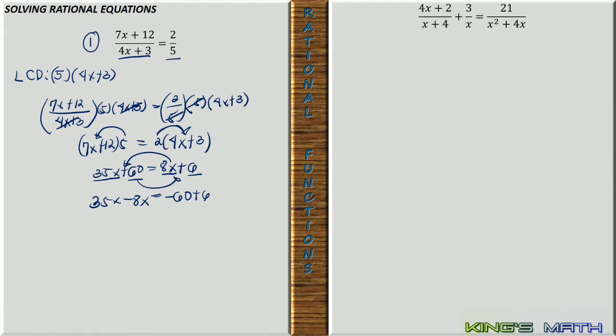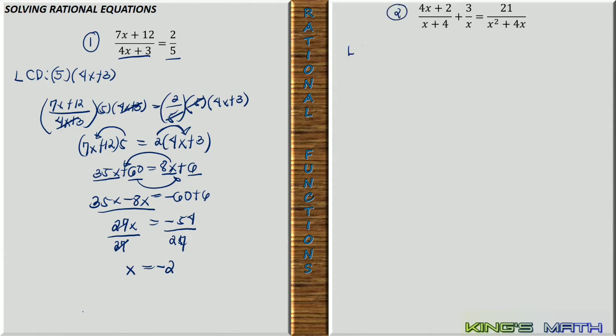Then simplifying it further, 35x minus 8x is 27x, equals negative 60 plus 6, which is negative 54. We're going to divide both sides by 27 to solve for x. 27x divided by 27, and then negative 54 divided by 27. We cancel this one, and our final answer will be x equals negative 54 divided by 27, which is negative 2.